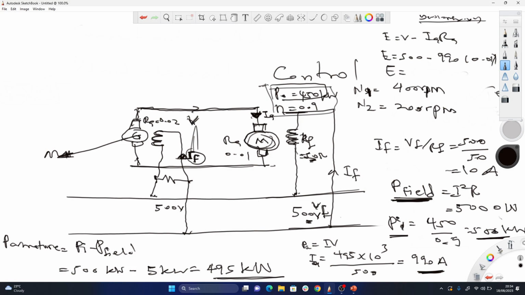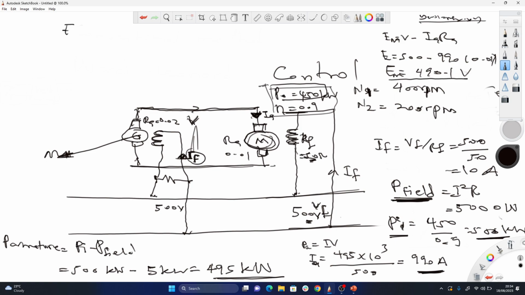That's 490.1. E is equal to 490.1 volts. Now in the question, we are supposed to find the excitation that will cause the speed to reduce to 200 RPM. So let me find the EMF of the motor, let me call it EM, at the new speed.